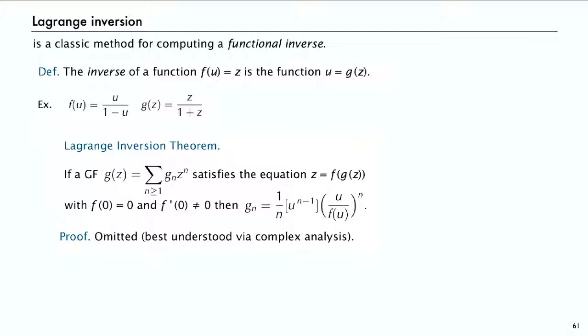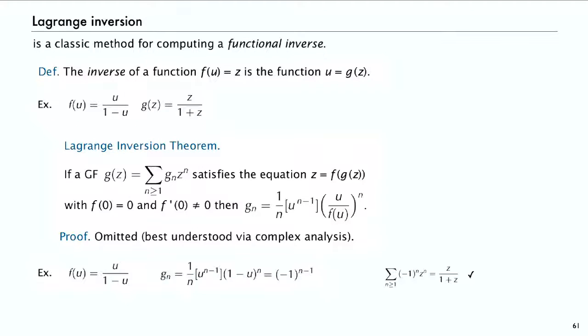So the Lagrange inversion theorem gives a way to get the coefficients of g from the form of f. It says that if you have a generating function that satisfies the equation z equals f of g of z, so that's the inverse definition, and these conditions that f of 0 is 0 and f prime of 0 is not 0, then the coefficient g sub n is 1 over n times the coefficient of u to the n minus 1 in (u over f of u) to the nth power.